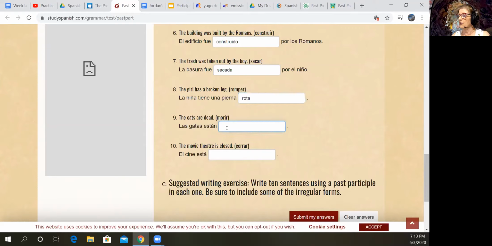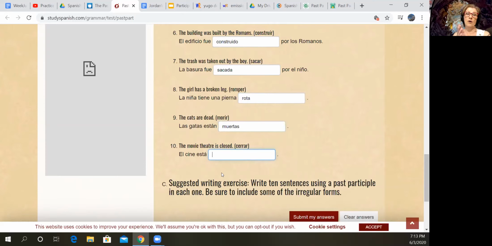Okay, and here comes an irregular. Las gatas están, and I'm going to give you the base part. Muertas, because they're all female kitties. Las gatas están muertas.